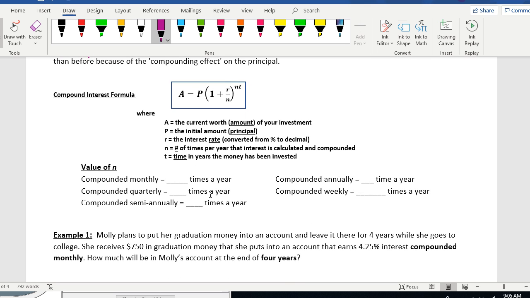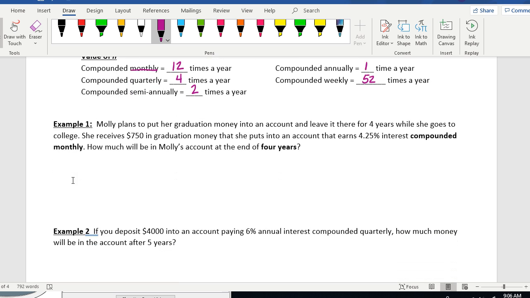So things that you will have to know is the value of N, how it's being compounded. So compounded monthly means it's going to happen 12 times a year because there's 12 months in a year. Quarterly is 4 times a year. Semi-annually is 2 times a year. Compounded annually is 1 time a year. And then compounded weekly is 52 times a year because there's 52 weeks in a year. So let's go look at our first one.